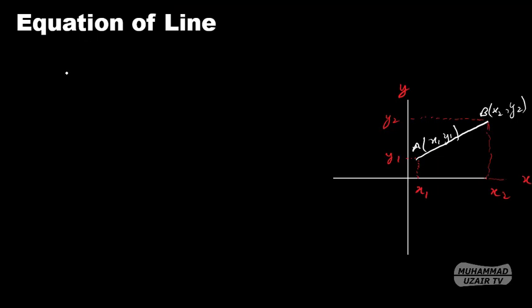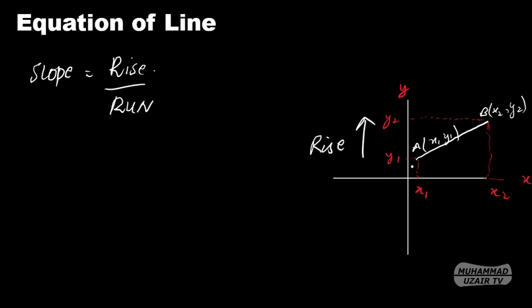So slope can be defined as rise divided by run. So this portion is rise and this is run. As we can see that in the y-axis we are rising up, and in this direction we are running. So rise divided by run.